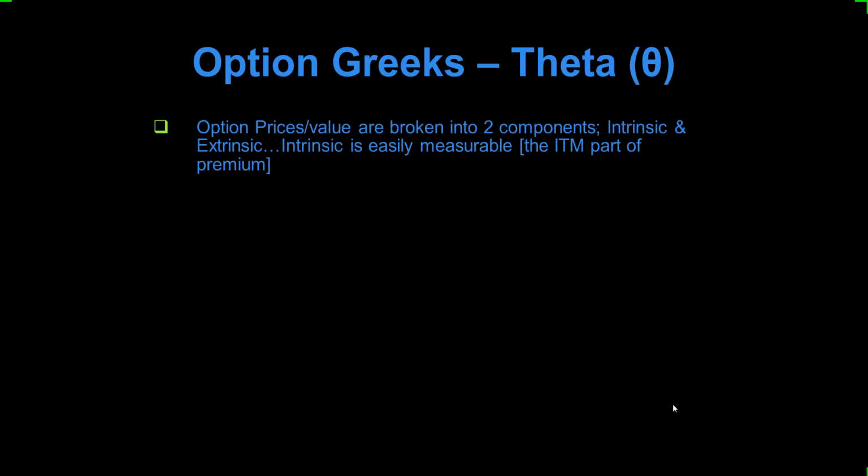Theta is, I think, where a lot of people spend a lot of time. Basically, we talked about option values are broken out into two parts, intrinsic and extrinsic.